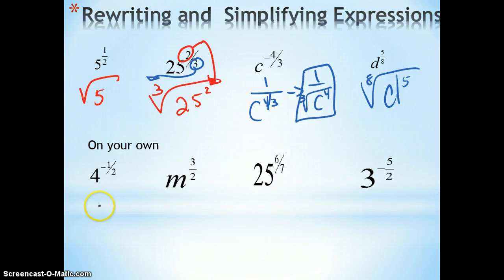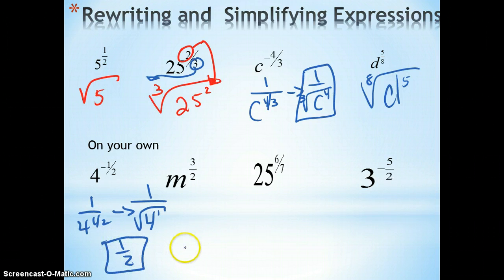All right, we're going to go through the next couple. So we have 4 to the negative 1/2. It's the same as 1 over 4 to the positive 1/2. Positive 1/2 means that we're putting 4 raised to the first power, and it's under a square root. So now we have 1 over 2 as our final answer.